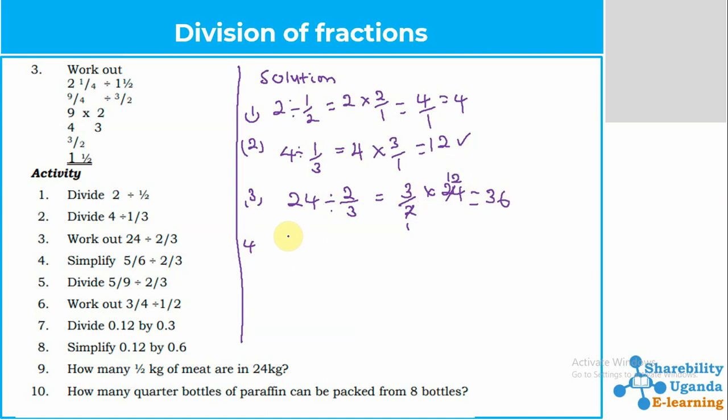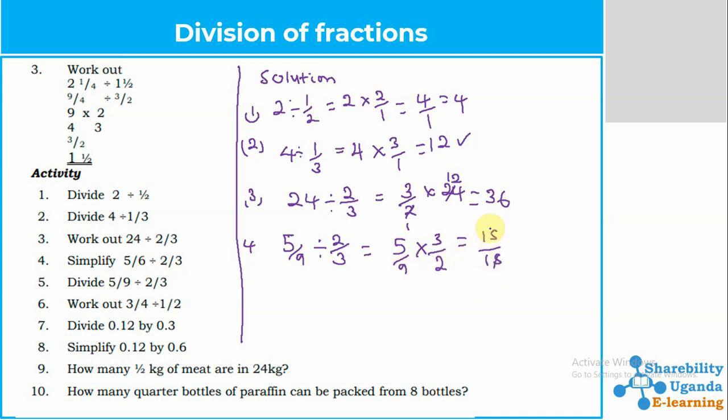And then our part number 4, they want us to simplify 5 out of 9 divided by 2 out of 3. We shall still use the same concept. 5 out of 9, we shall multiply by the reciprocal of this, which is 3 out of 2. So now here we shall get our answer: 3 times 5, 15 out of 9 times 2, 18.